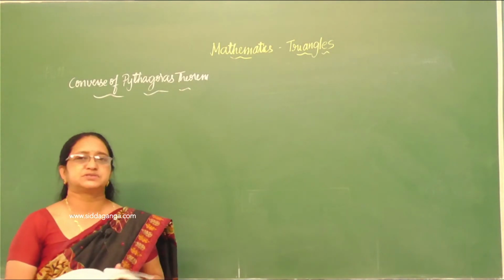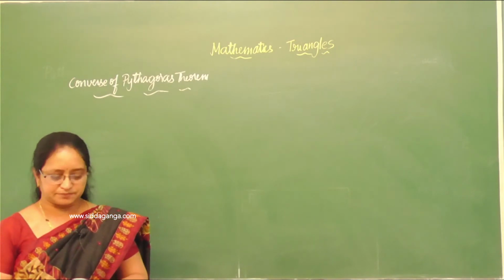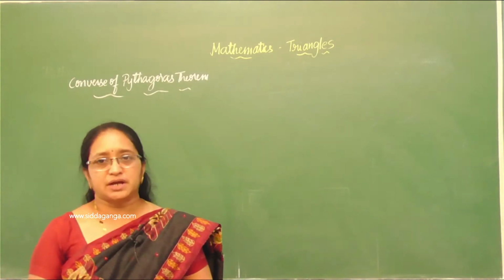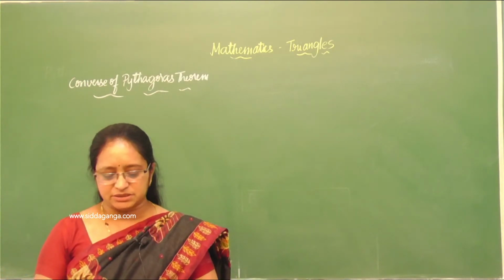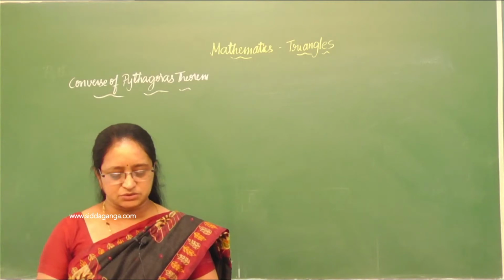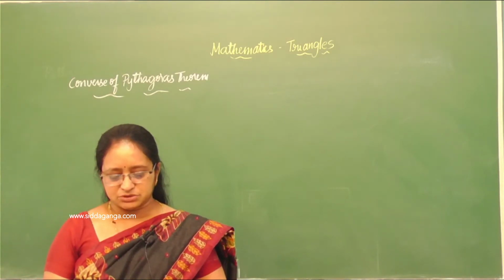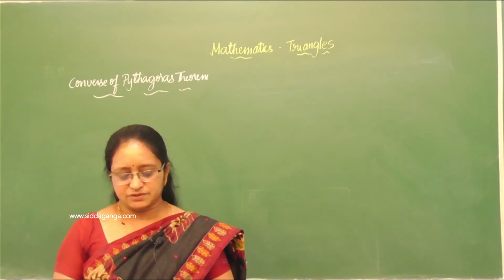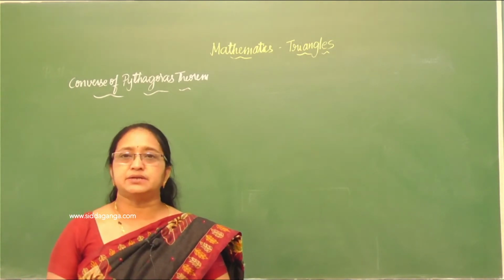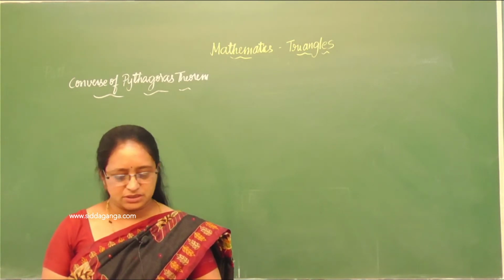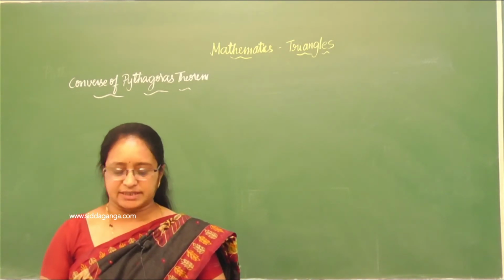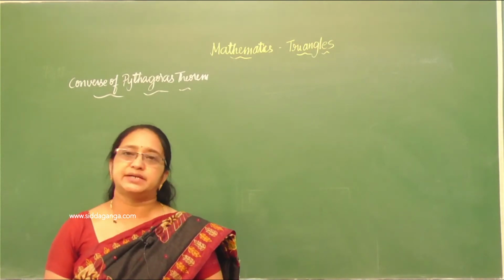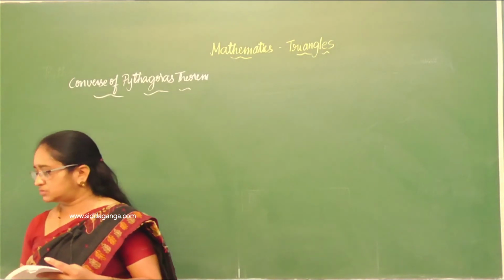Now, converse of this Pythagoras theorem, what does this converse say? Let me read out the statement. In a triangle, if the square of one side is equal to the sum of the squares of the other two sides, then the angle opposite to the first side is a right angle. So let me draw.